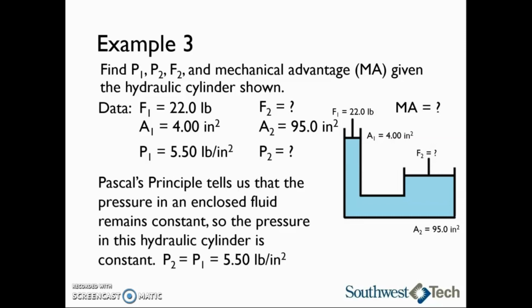Since Pascal's principle tells us that the pressure in an enclosed, incompressible fluid remains constant, the pressure in this hydraulic cylinder is also constant. Therefore, P2 equals P1, which is 5.50 pounds per square inch.